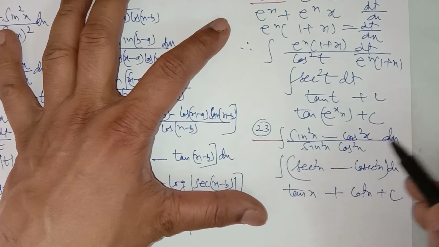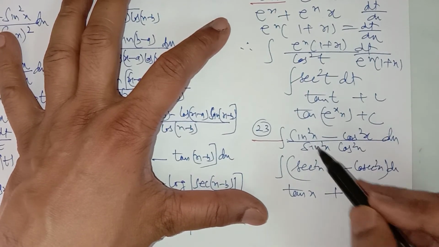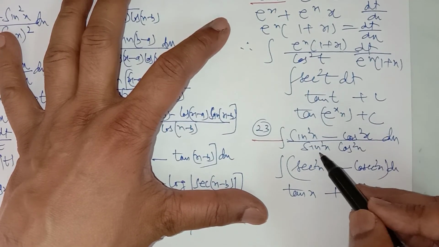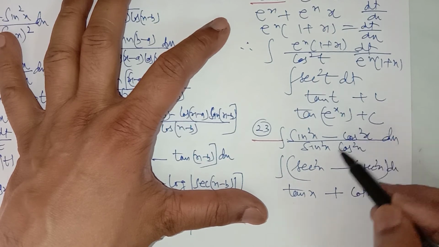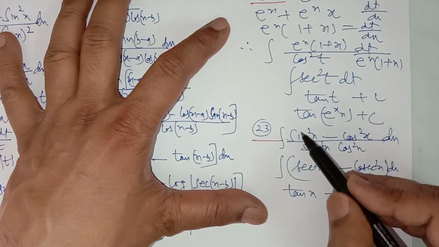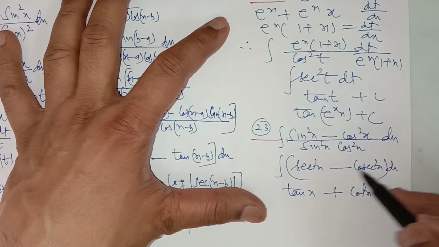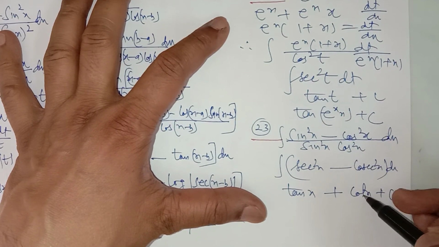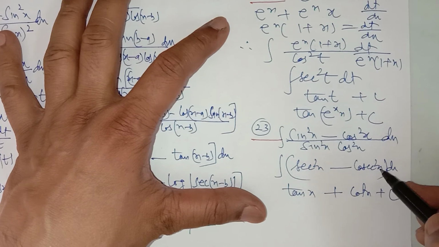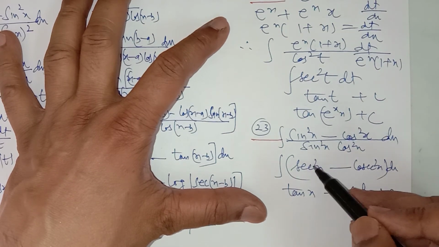Question number 23, it is very easy. You break into 2. This upon this will become 1 upon cos square. This upon this will become 1 upon sine square. And 1 upon cos square is equal to sec square, 1 upon sine square is equal to cosec square. So tan x minus cot x. The integration of minus cosec square x is minus cot x, and the integration of sec square x is tan x.